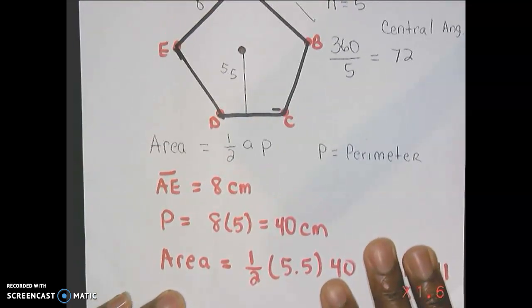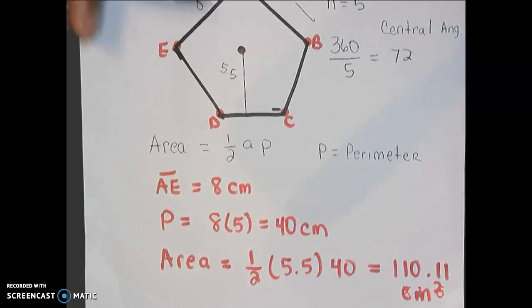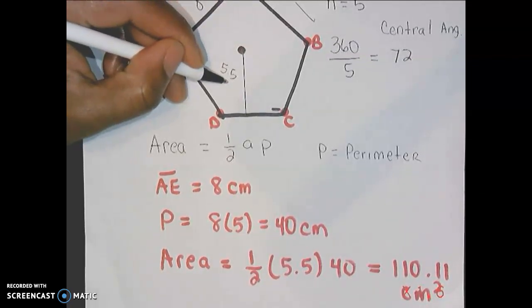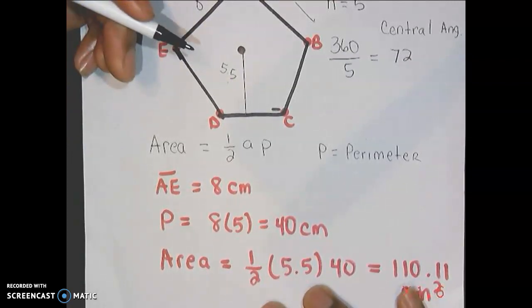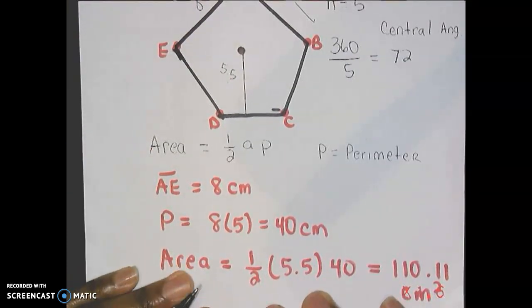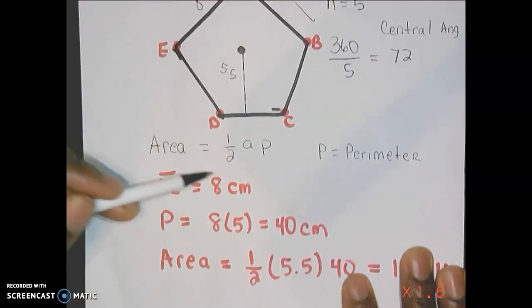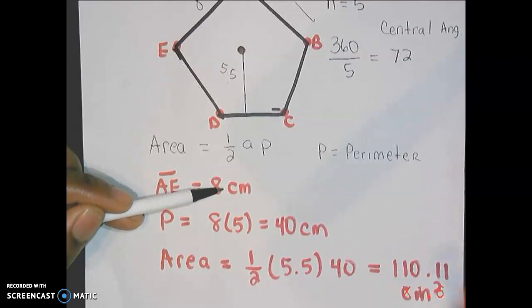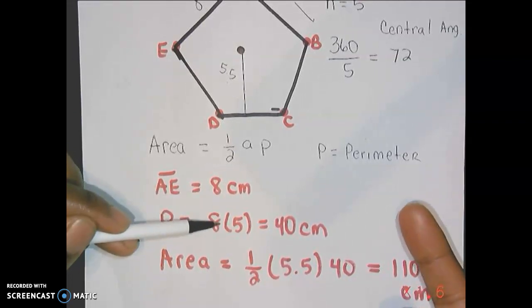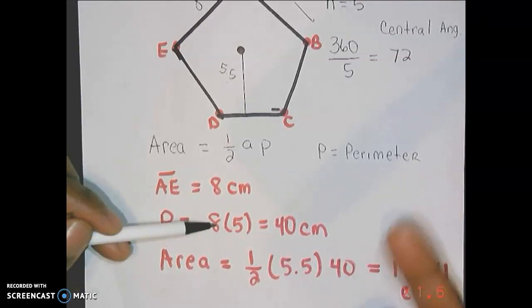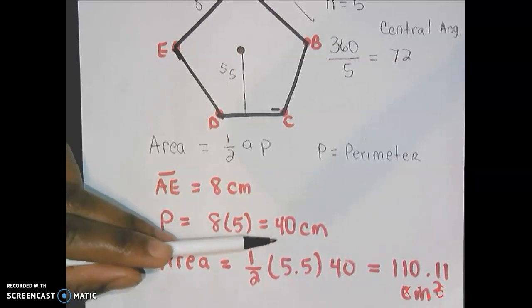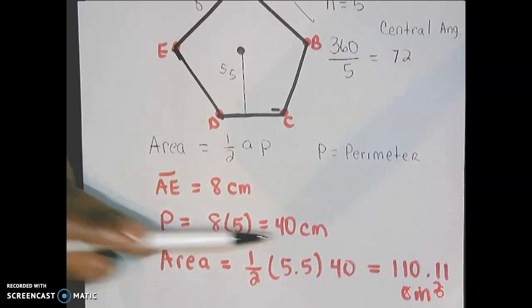So it's given that the apothem is going to be 5.5, and I know that may be a little bit difficult to see. So I know my A is equal to 5.5. And now I just need to find P. If one of the sides has a length of 8 centimeters, then to find the perimeter, I just need to multiply that by the number of sides, which is 5. So my perimeter is actually 40 centimeters.